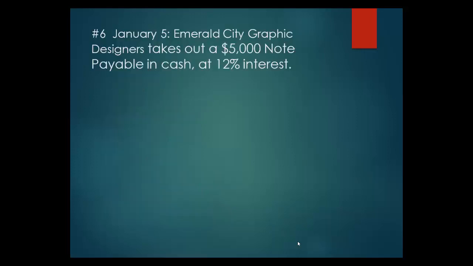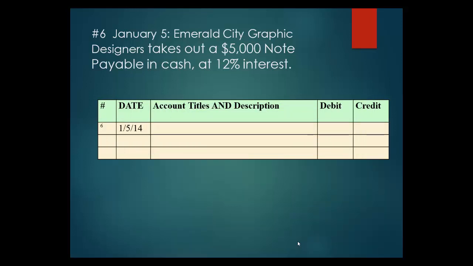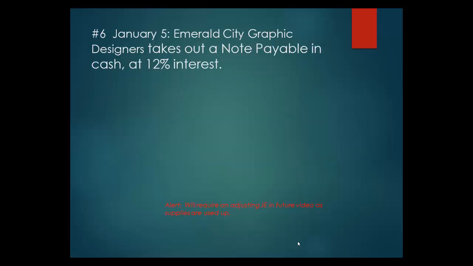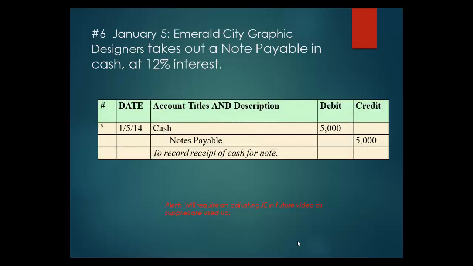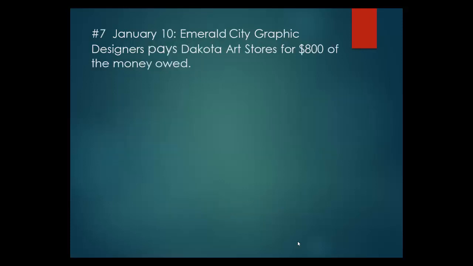On January 5th, Emerald City Graphic Designers takes out a $5,000 note payable in cash. Interest will be 12%, and whenever you see interest, it's always annual. That's kind of a high interest rate, but we put that in just to make it interesting. Now, cash goes up and notes payable increases as well. So we put cash into the company and we increased a liability. So we debit cash and credit notes payable.